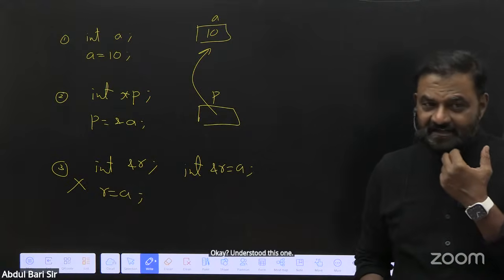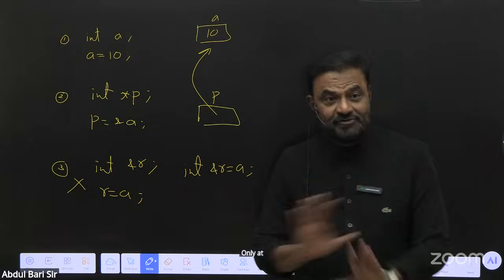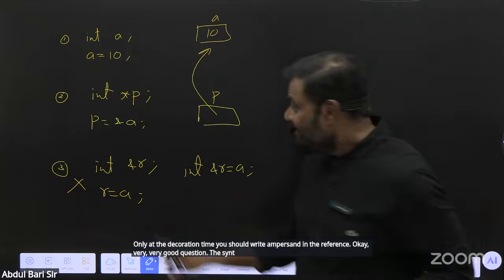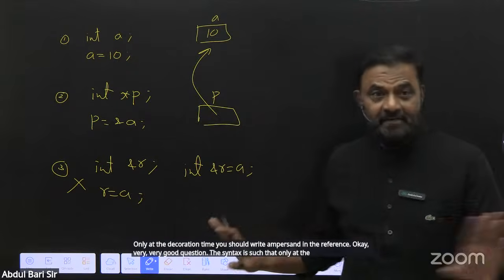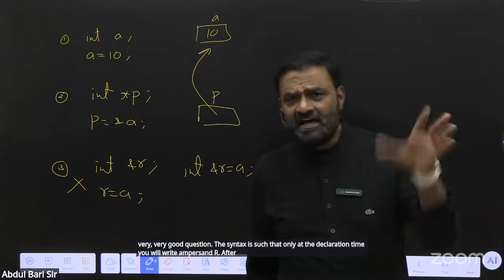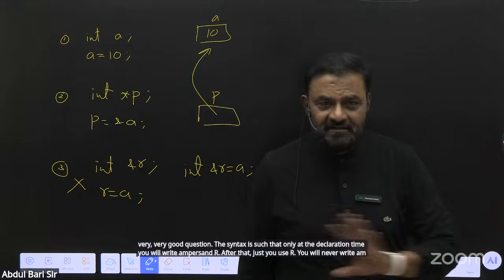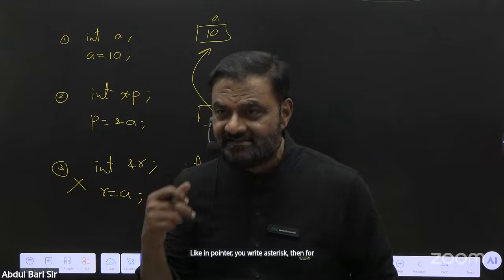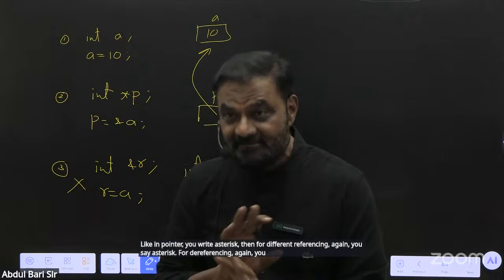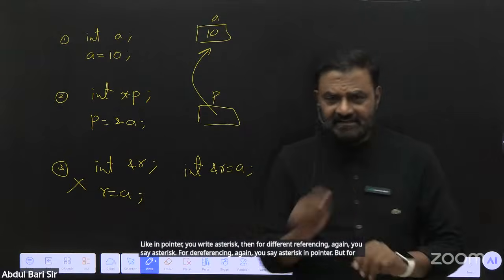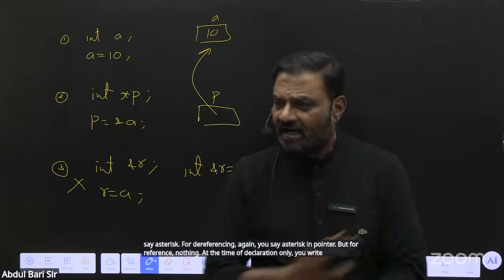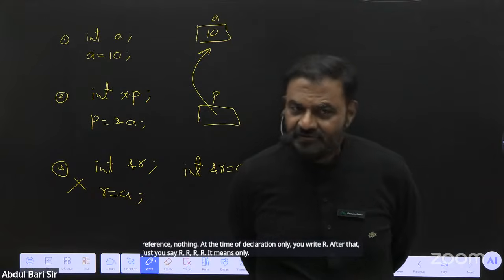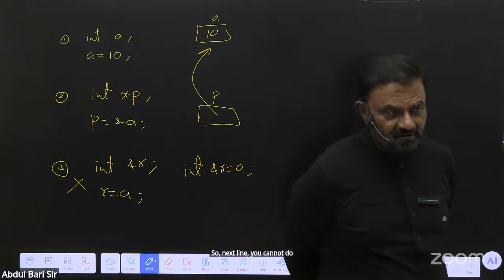No, no. Only at the declaration time you should write ampersand in the reference. Very good question. The syntax is such that only at the declaration time you write ampersand r. After that, you just use r. You'll never write ampersand again. Like in pointer, you write asterisk, then for dereferencing, again you say asterisk. But for reference, nothing. At the time of declaration only you write ampersand r. After that, you just say r, r, r. It means a only. So in the next line you cannot use ampersand at all.